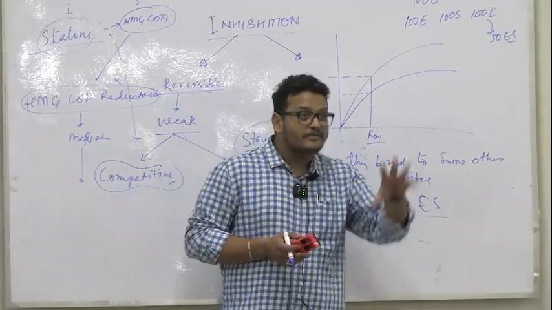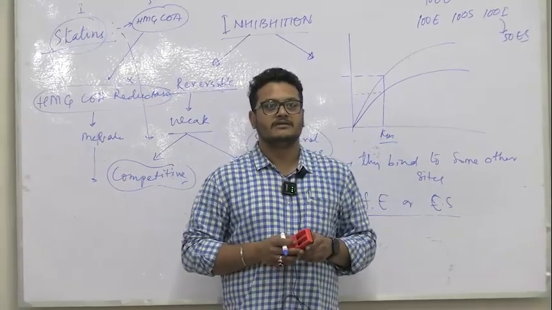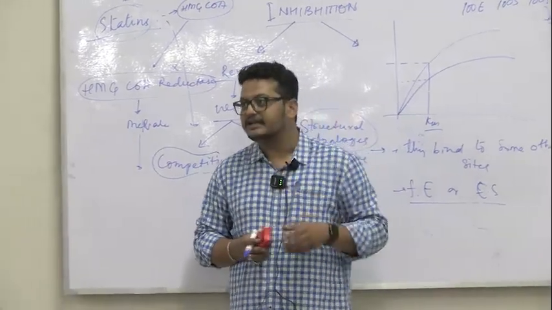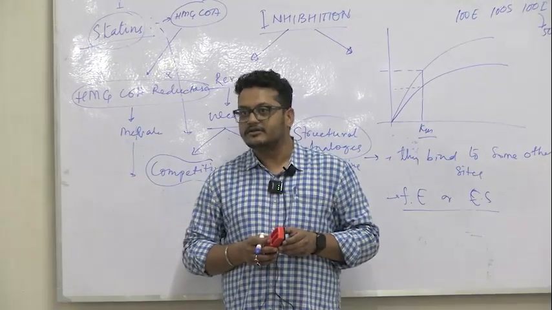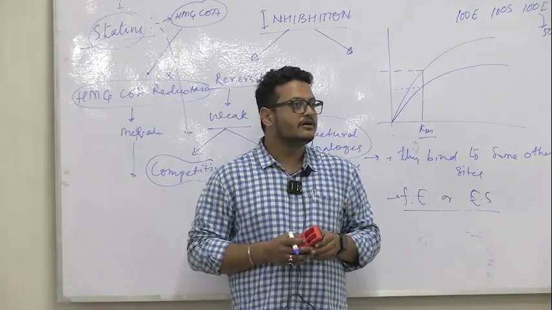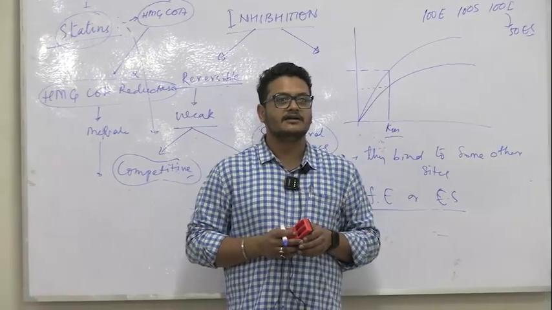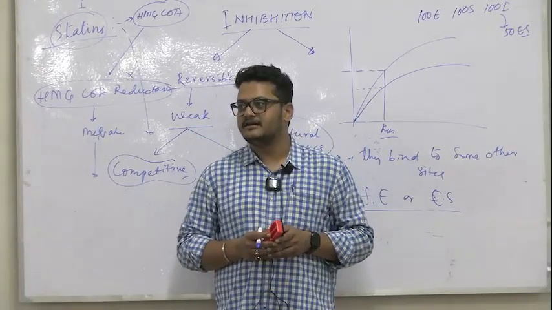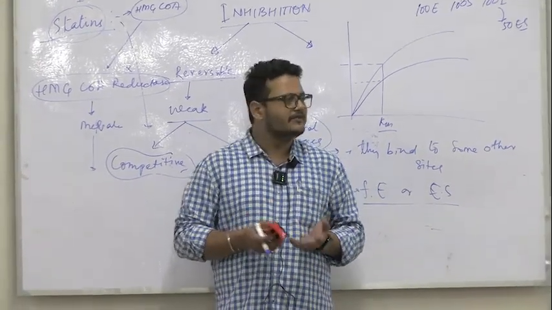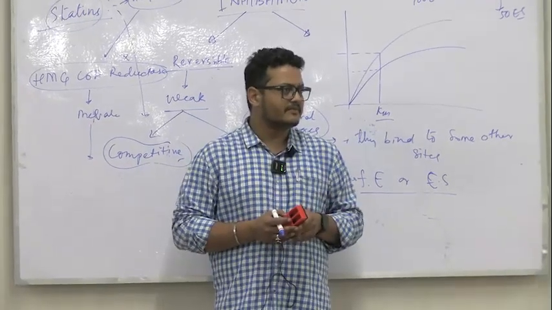The reaction is stopped totally. So the rate of reaction should decrease or increase? Decrease. Half Vmax, nothing but velocity of the reaction.